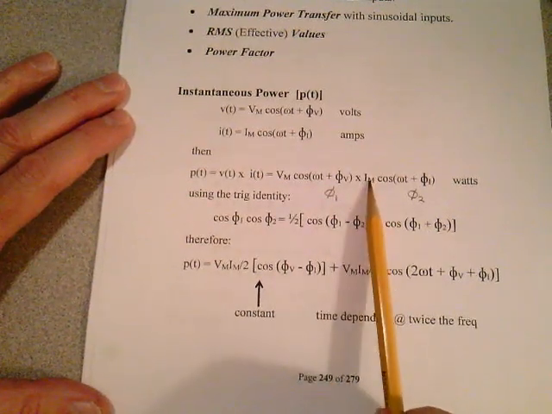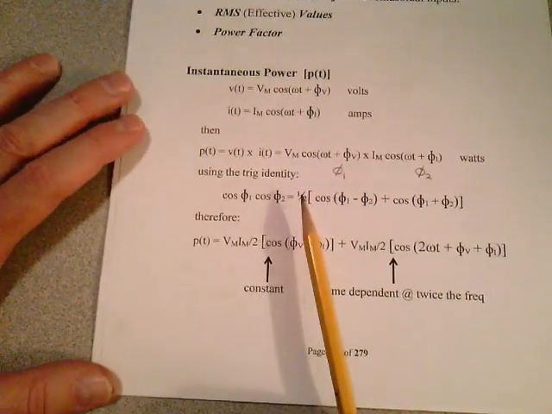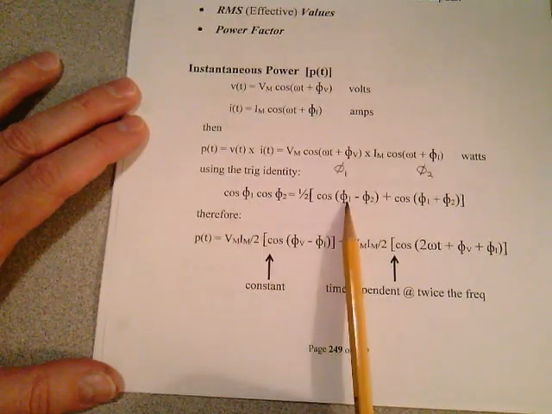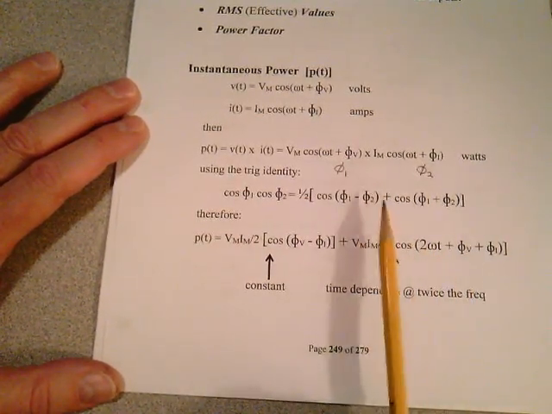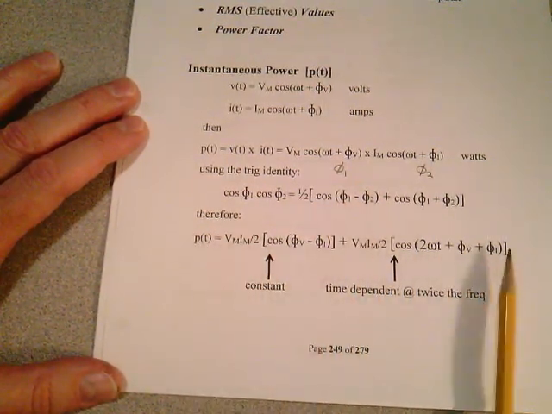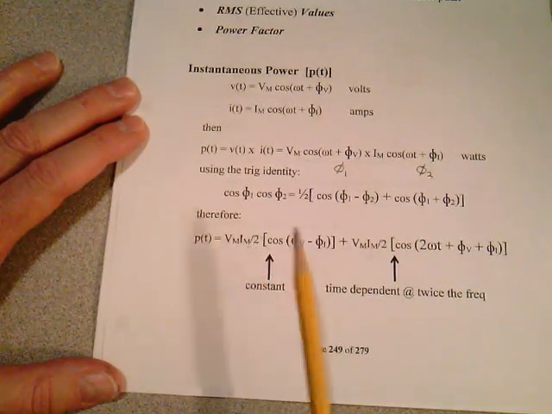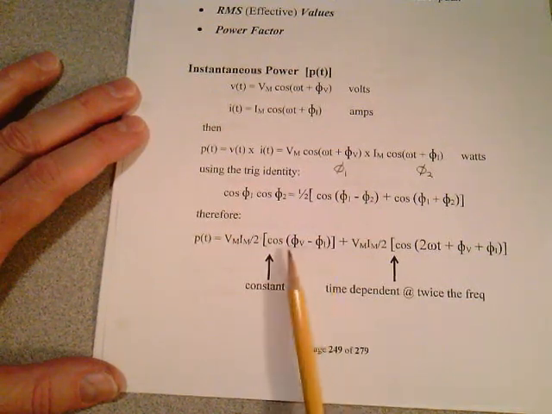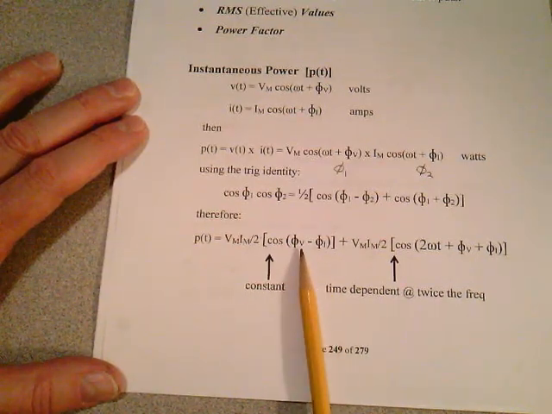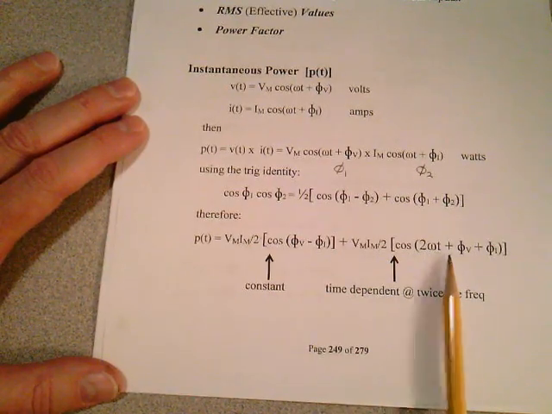This Vmax and this Imax, they're constants that just come out front when we use this identity. You'll see that in this step here. So now we're just going to use this trig identity, substituting in this quantity for phi1 and this quantity here for phi2. Very carefully, with a little bit of algebra, we get the instantaneous power equation, which is equal to Vmax times Imax divided by 2 times the cosine of the difference between the angles, which is phi v minus phi I, which is simply the impedance angle, if you will, plus Vmax times Imax divided by 2 times the cosine of 2 omega t plus the sum of the 2 angles.